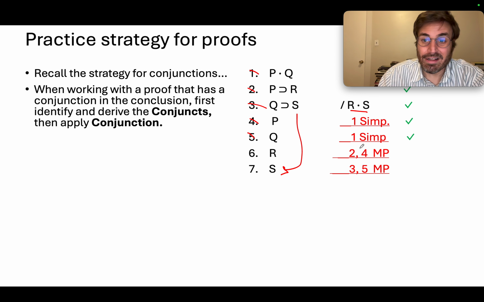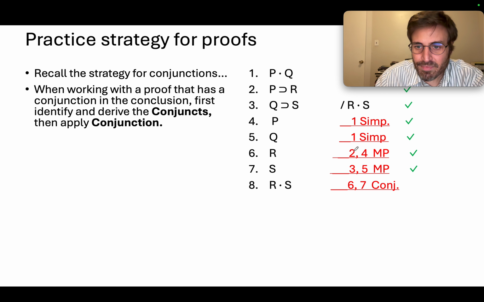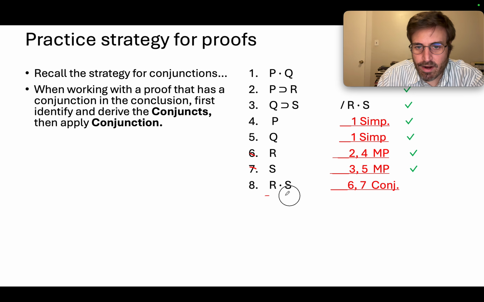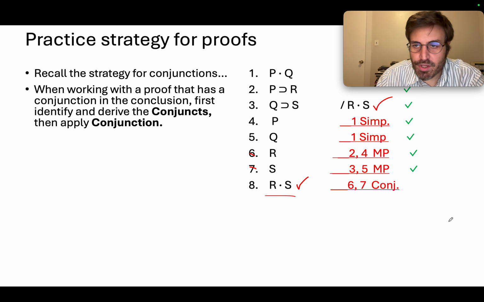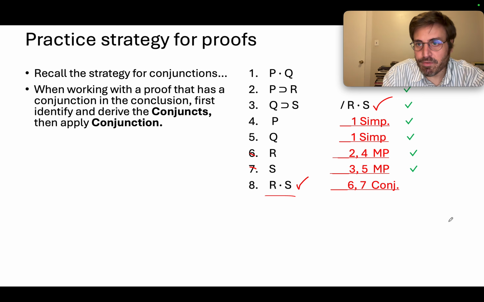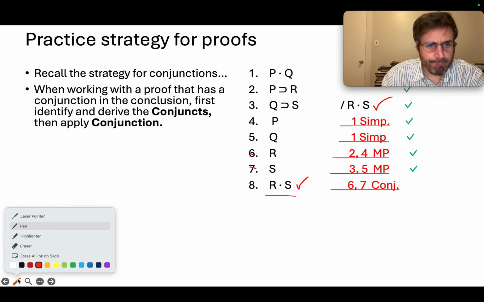So the rule that allows us to bring them together, of course, is conjunction, the dot. In line 8, we can bring R and S together with the rule conjunction. So we're going to cite lines 6 and 7. And once we are there, we have derived our conclusion, right? So with conclusions that are conjunctions, you might have to apply simplification to the premises.